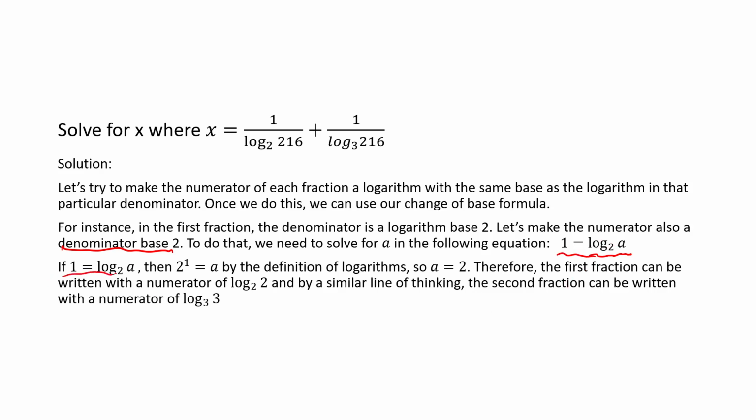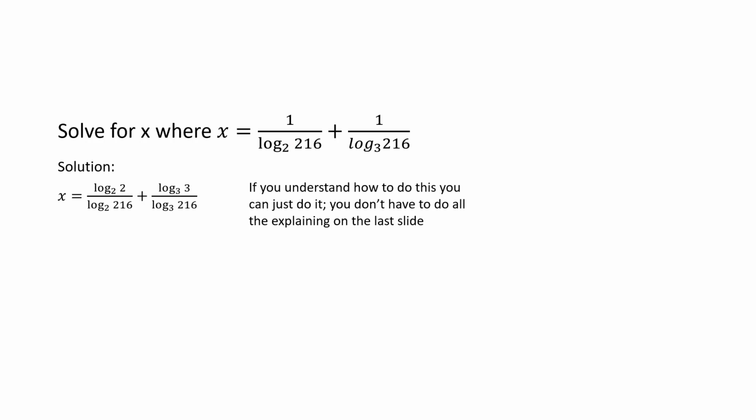Well, if 1 is equal to log base 2 of a, then obviously 2 to the exponent 1 is equal to a. And that's what we get here. 2 to the 1 is equal to a. Well, that would mean a is 2. So what we're able to do is say that first numerator, instead of calling it 1, we're going to call it log base 2 of 2. And by a similar line of thinking, the other numerator is log base 3 of 3. And instead of 1s, that's what we'll have. Now we've therefore changed it to x equals log base 2 of 2 over log base 2 of 216 plus log base 3 of 3 over log base 3 of 216.